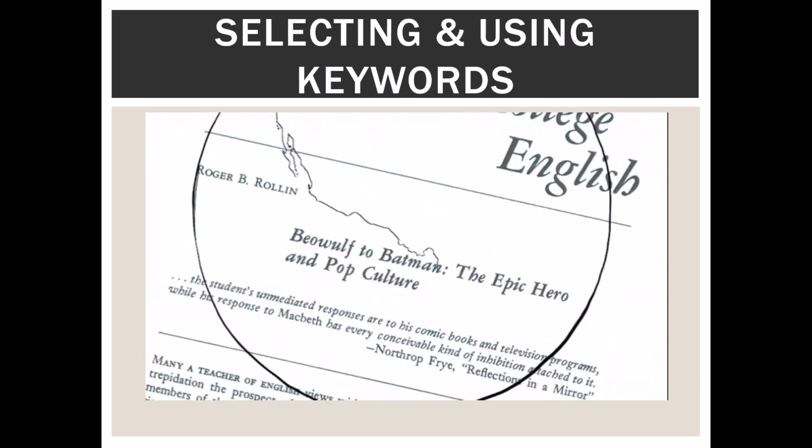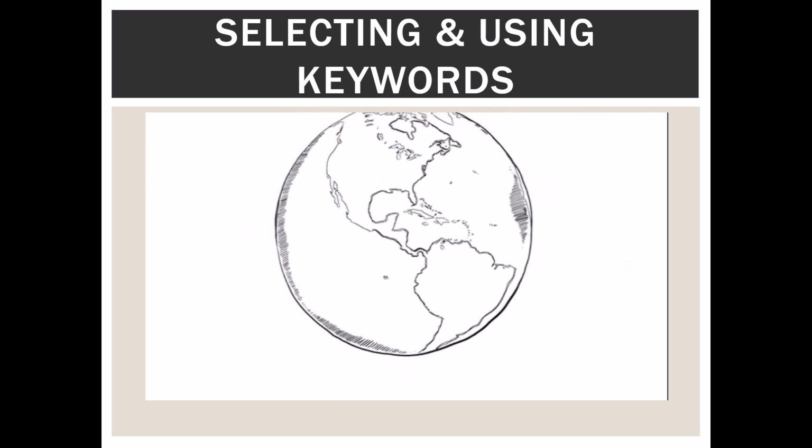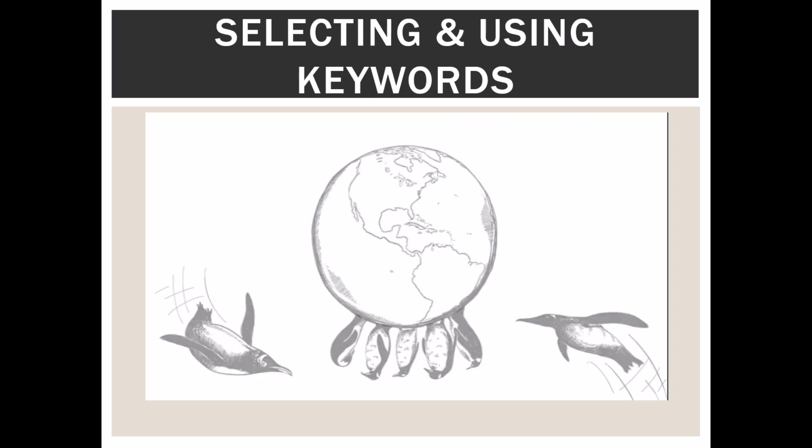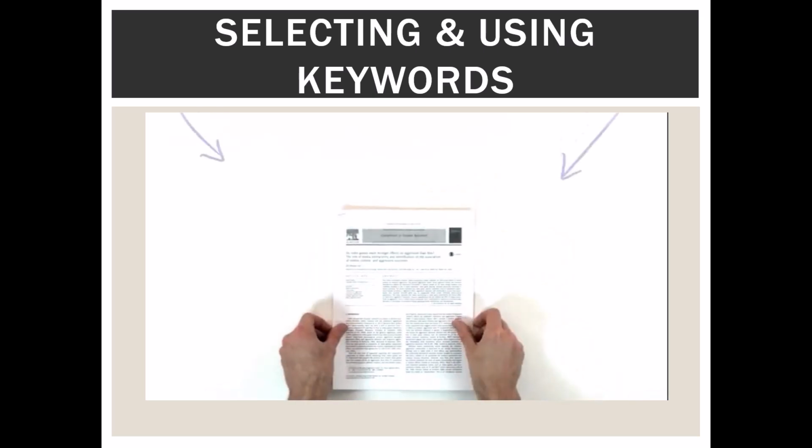Huh. If you aren't finding anything, it's because you're hunting for delicious penguins up at the North Pole. It's funny because they don't live there. Try a few different databases before you start to worry. Also, you only really need to locate one good article.